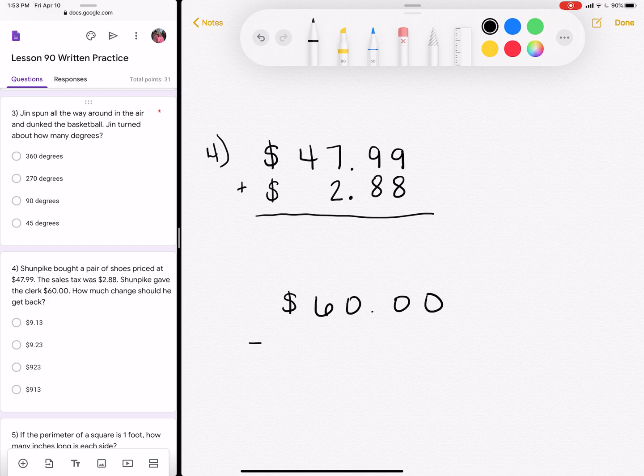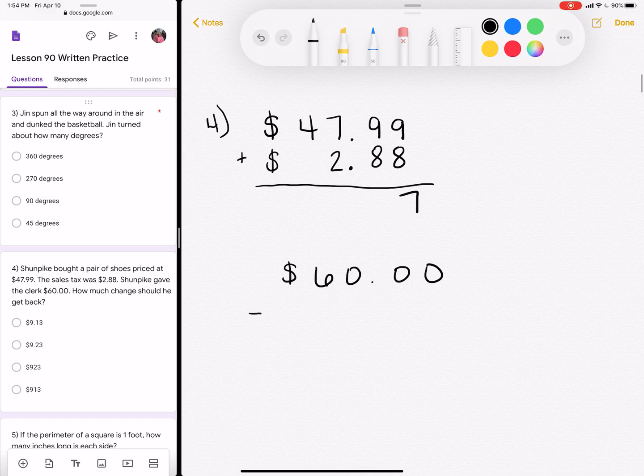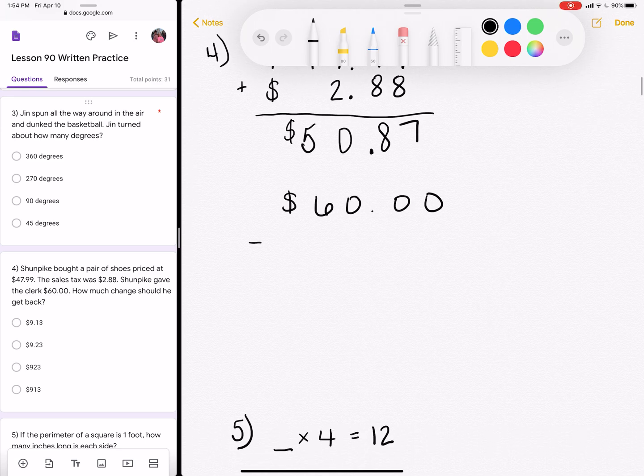Number 4. Shun Pike bought a pair of shoes priced at $47.99, and then there was sales tax of $2.88. He gave the clerk $60. How much change should he get back? So add these together to find the total amount. 9 plus 8 is 17. Carry your 1. Makes this 18. Bring down your decimal. 7 and 1 is 8. Plus 2 is 10. Carry your 1. And 4 plus 1 is 5. So the total cost would be $50.87.